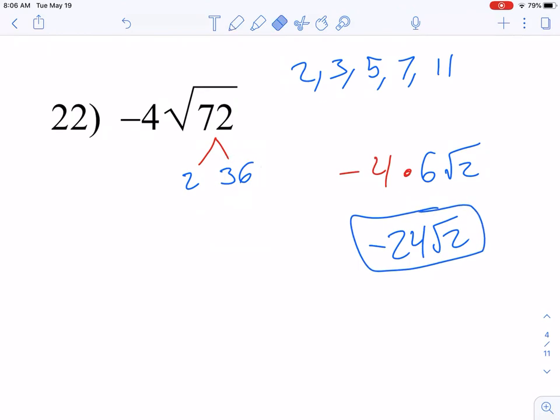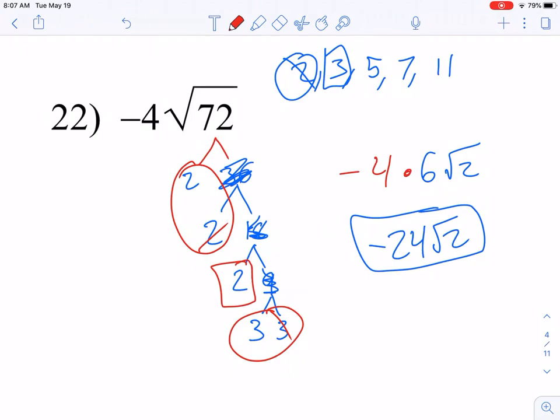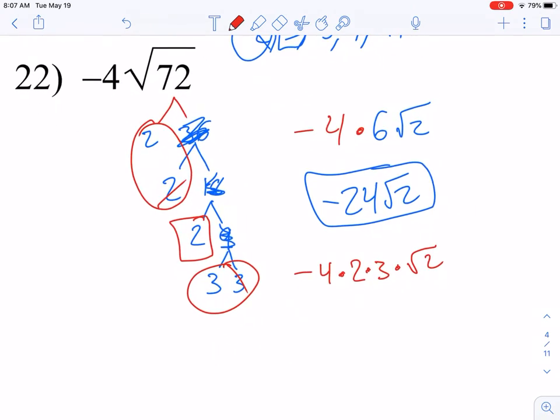If you didn't see the perfect square, you can continue breaking it down. 2 and 18. 2 and 9. 2 doesn't work for 9. 3 does work for 9. 3 times 3. And we can't break it down any further. So I'm looking for groups. So there's a pair. There's a pair. This one's going to be stuck inside. So I have a 2 that gets written outside. Well, I have a negative 4 that was waiting, right? And then a 2 that gets written outside, and a 3 that gets written outside, and a square root 2 that stays inside. So negative 4 times 2. Make sure I got negative 8 this time. And then negative 8 times 3 is negative 24, square root 2.